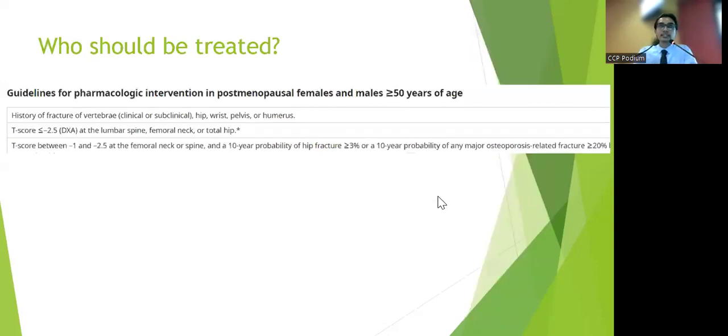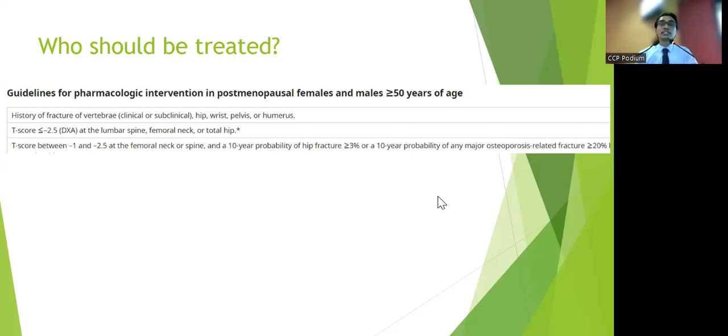Then the next most important question, who should be treated? So current guidelines give 3 indications for treatment. In the demographic group of postmenopausal women and males more than 50 years of age, if they have a history of fractures, history of fragility fractures, they should be started on treatment. If they have a T-score of minus 2.5, that is in the range of osteoporosis, they should be started on treatment.